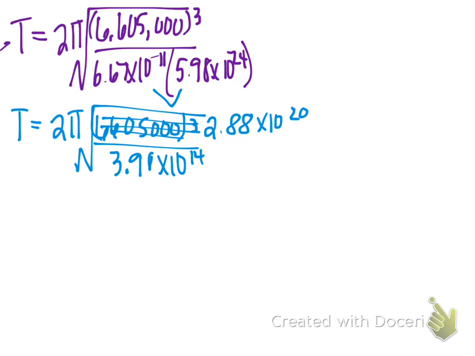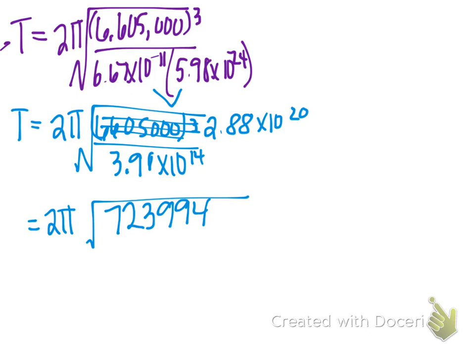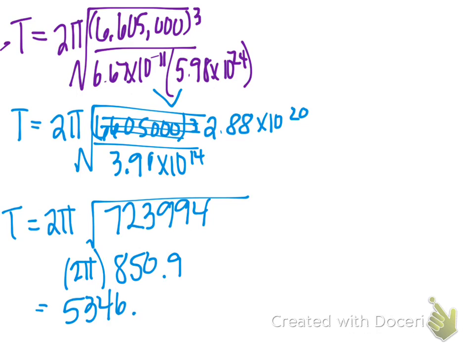From there I'm just going to keep that number in my calculator, hit divide by 3.98 times 10 to the 14th, and I use the EE button, right? 3.98 second EE 14. That gives me 7.23994. I want to take the square root of that times 2 pi to equal T. So I'm going to hit second square root of second answer. And then I'm going to take that 850.9 times 2 pi, which gives me 5,346.2 seconds.